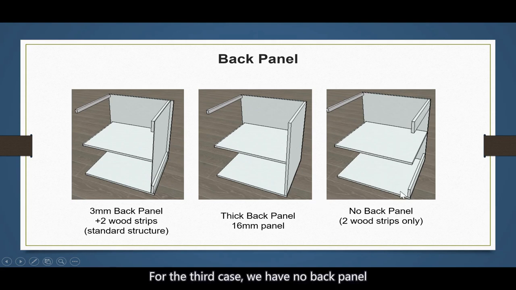And for the third case, we have no back panels. This is for some special cases where, for example, there's a plug here and you don't want the back panel to block it. Or for example, when there's an electrical appliance put somewhere here, or you install a sink above it, you don't want the back panels to block it. In this case, there will be only two wood strips here, with no back panels. But as you can see, the back panel here is not serving a strengthening purpose, so it's totally fine to remove it.